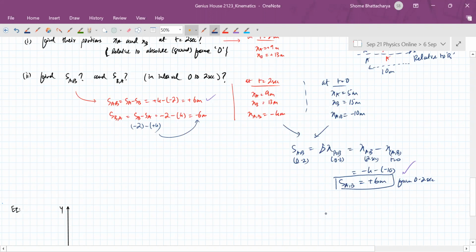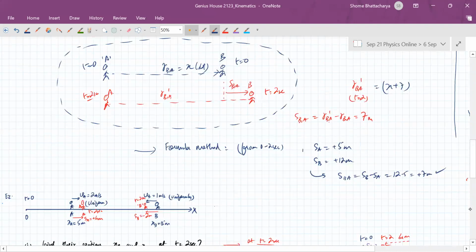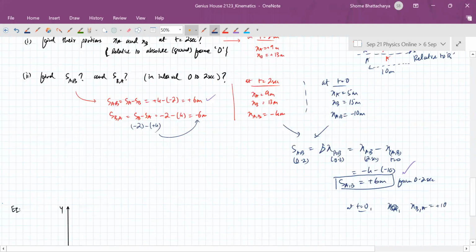Now logically, what you're seeing here is that initially at t equal to 0, what was the position of B as far as A was concerned? X of B with respect to A. In the above diagram, you can see it was this position with respect to this. So it was 15 minus 5. It was +10.